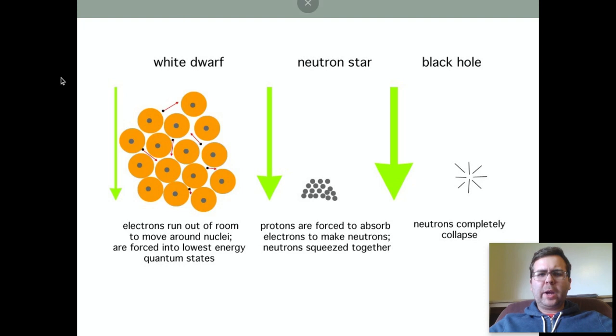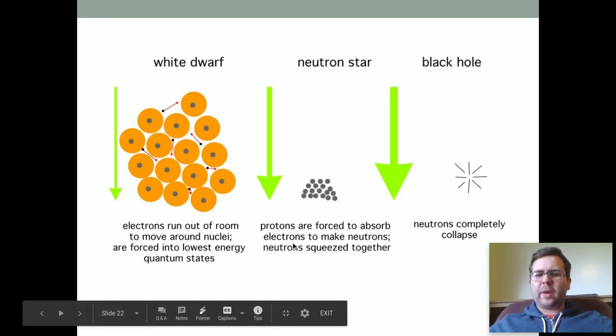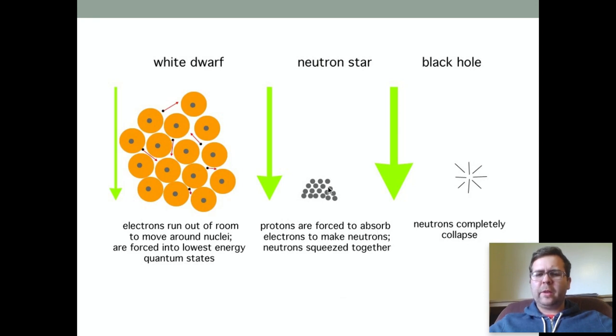You can either have a white dwarf, that's a low mass star, where the electrons have run out of room to move around the nuclei and they're forced into their lowest energy states, they're forced together. A neutron star is when the protons are forced to absorb the electrons and make neutrons, and then the nucleus of the atoms, the neutrons, are forced together here. And then a black hole is when the neutrons just completely collapse and nothing is left. These are the three possibilities.